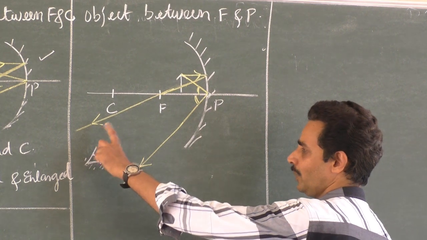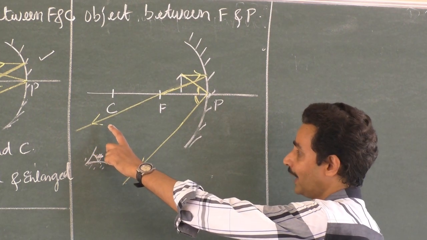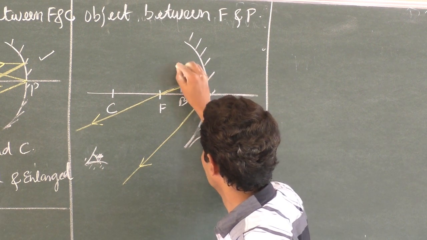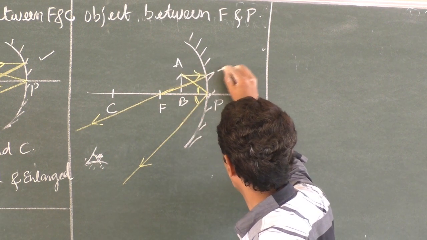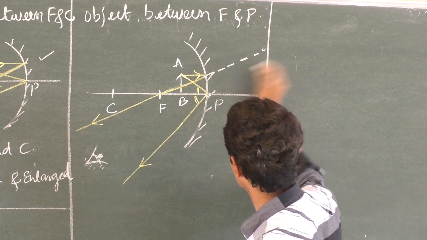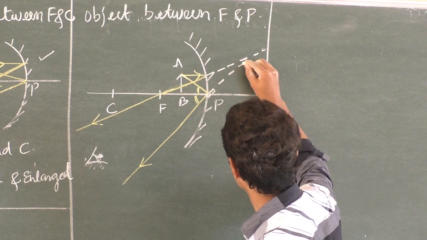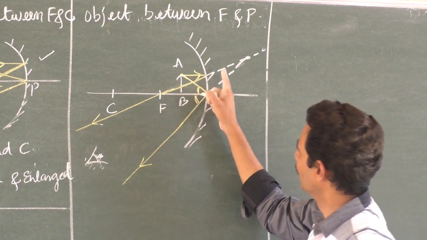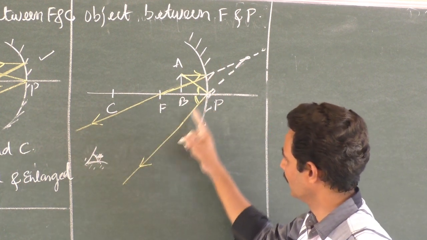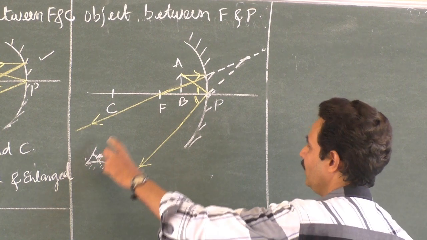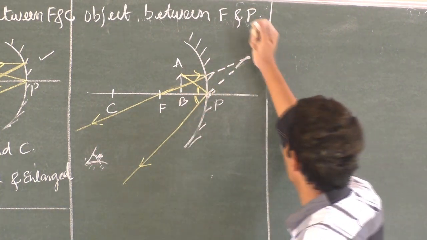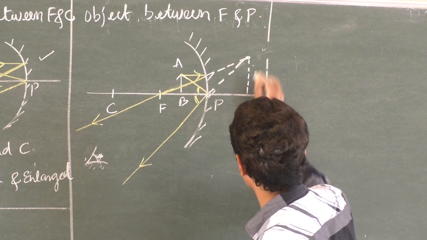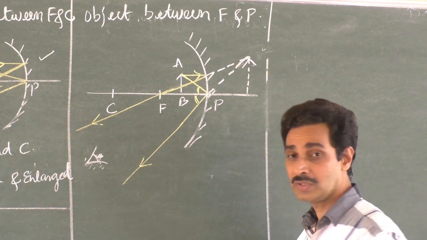For a person observing from here, he feels that these two rays are not coming from this object, AB. They are coming from some point here. Produce this backwards using the same straight line, right? He feels that these rays, diverging like this and like this, are coming from a point here. So this point appears to be the image. Again dotted lines I put, because this is a virtual image.